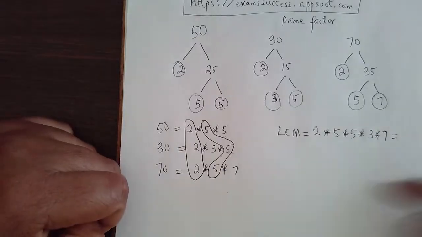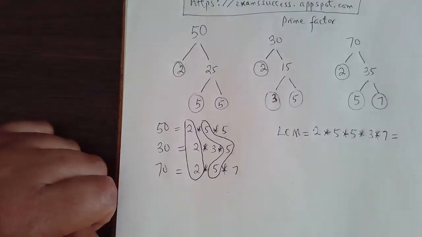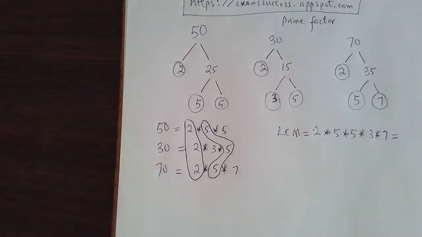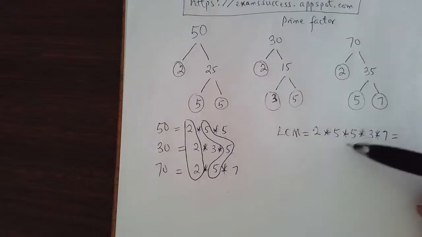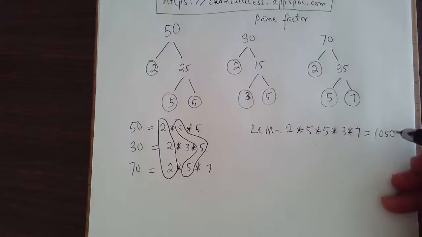Okay, so that gives you this. 2 times 5 is 10. 10 times 5 is 50. 50 times 3 is 150. And 150 times 7 is 1050. So 1050 here is the LCM.